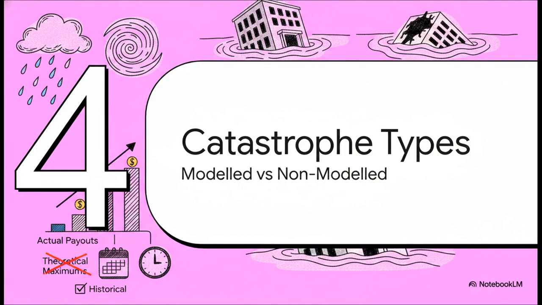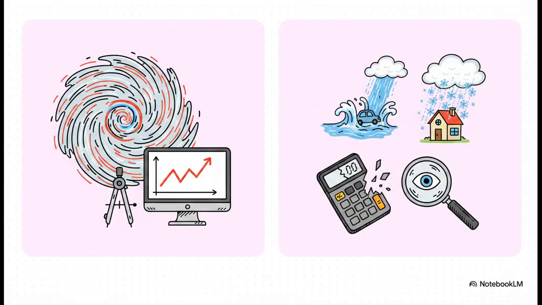Section 4, Modeled versus Non-Modeled Catastrophes. Let's see how this builds into reporting actual historical payouts, not just theoretical maximums. When reporting the claims you've actually paid out during the reporting period, you must separate your claims into these two distinct buckets. It all depends on whether you used a probabilistic mathematical model to simulate the hazard.